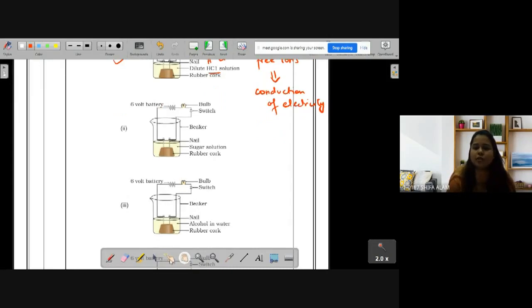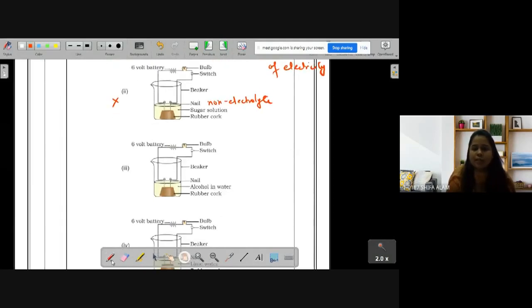Sugar solution is a non-electrolyte. So sugar being a non-electrolyte does not dissociate into ions. So it will not conduct electricity. Next, alcohol is an organic solvent. It will also not dissociate. It will not conduct electricity.